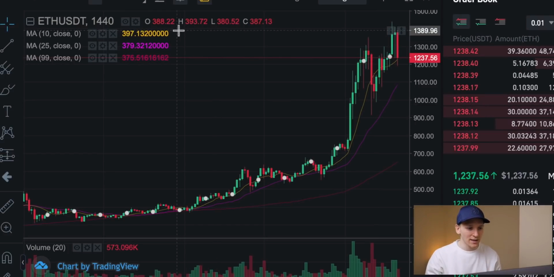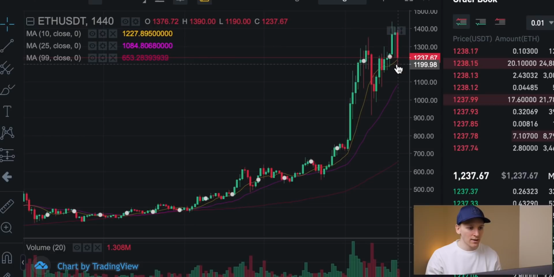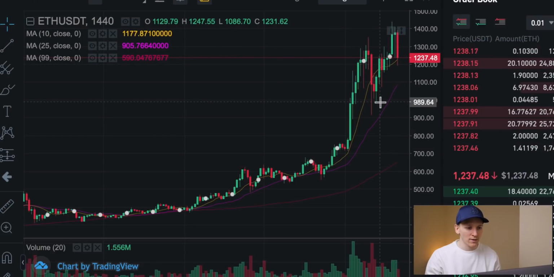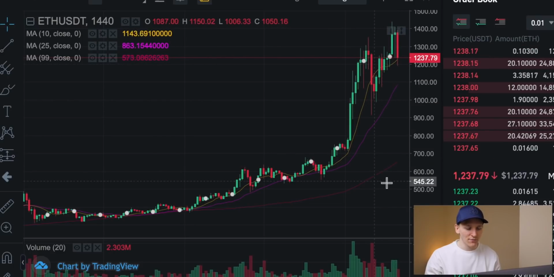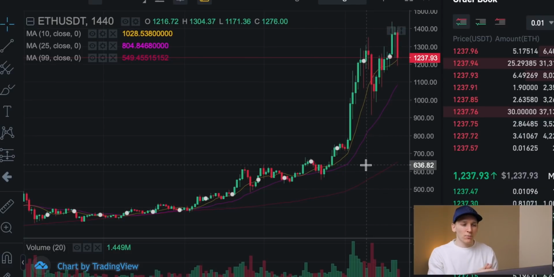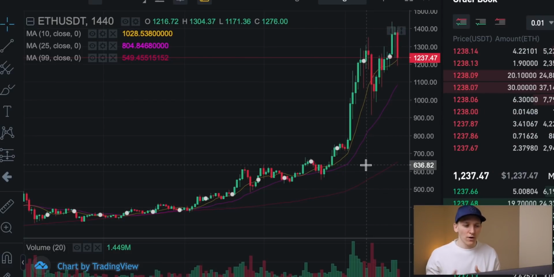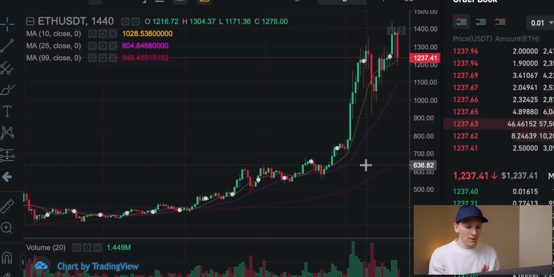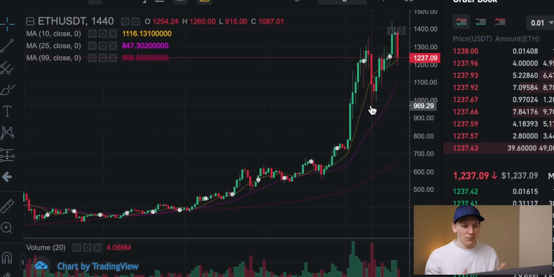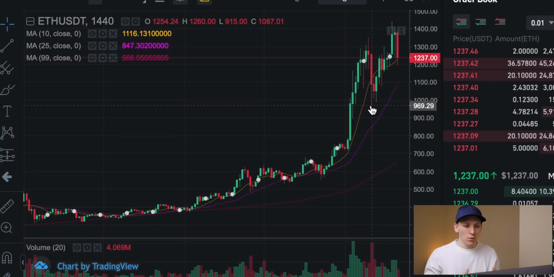So we can see actually in yellow, we have the 10-day, in purple right here, we have the 25-day, and then in red, we have the 99-day. Now, simple moving averages don't really tell you a lot, but they just give you a smoothed outline of the chart's movements. And people use these as a very rough basis of lines of support and resistance.